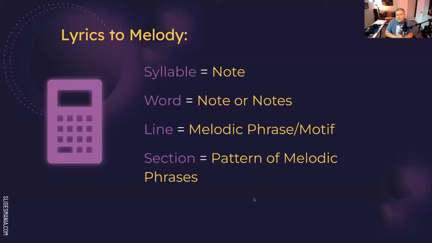So lyrics to melody, when you think about how lyrics line up, a syllable in a lyric will usually match a note, or if you're doing a melisma, it would be a few notes. Words are notes. A lyrical line usually equates to a melodic phrase or a melodic motif. And then a lyrical section is usually a combination or a section of patterns of melodic phrases.